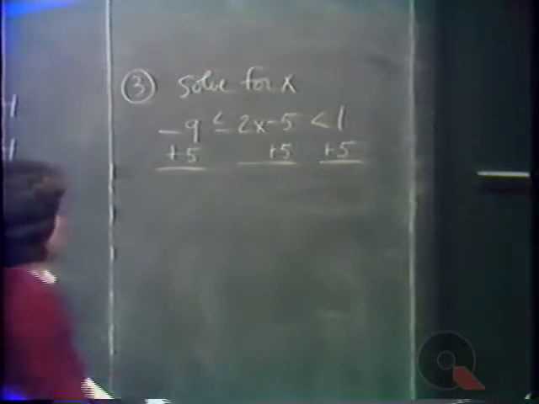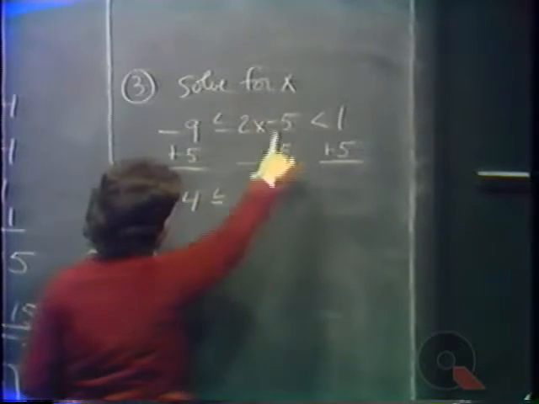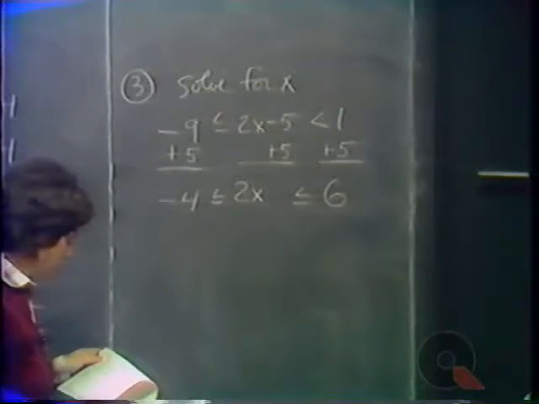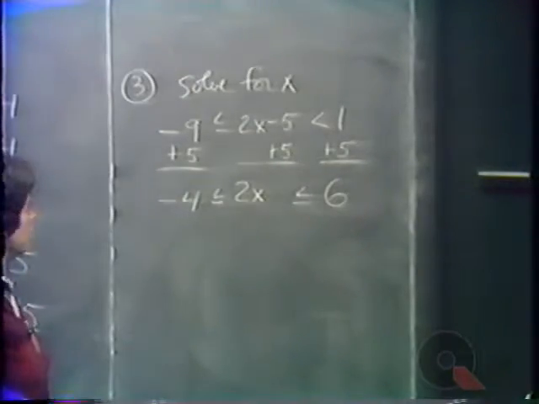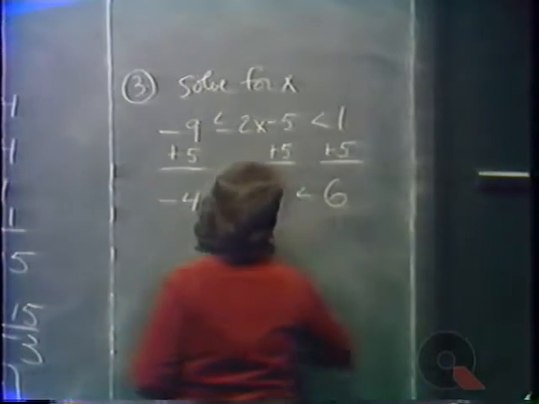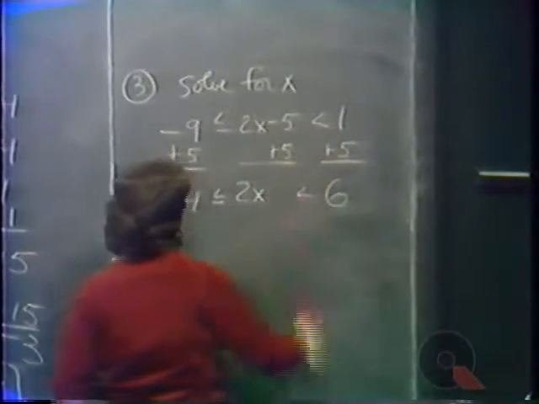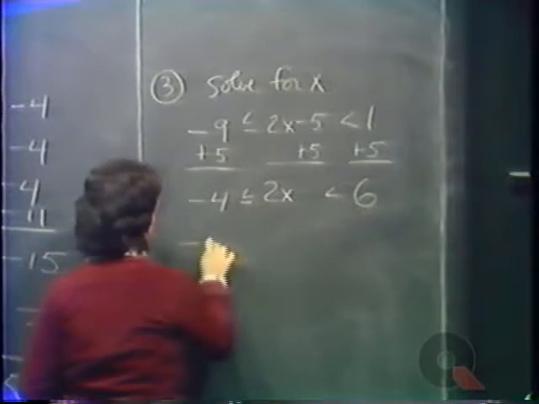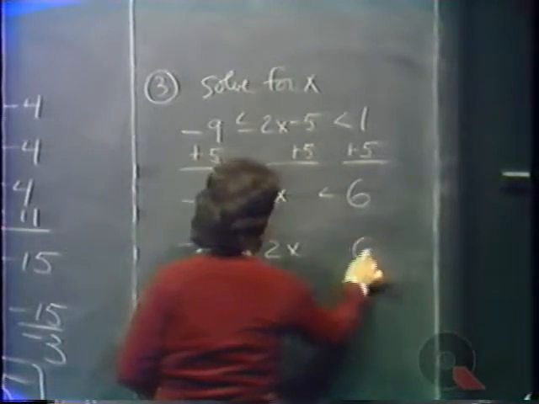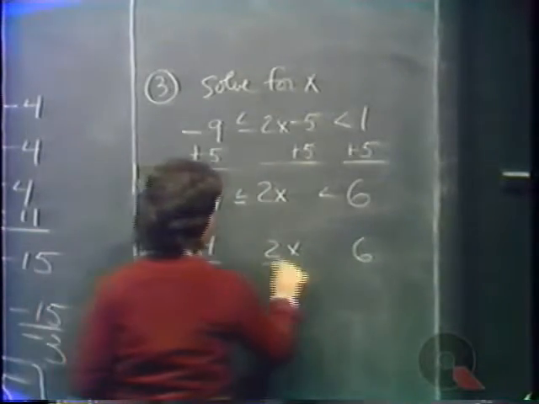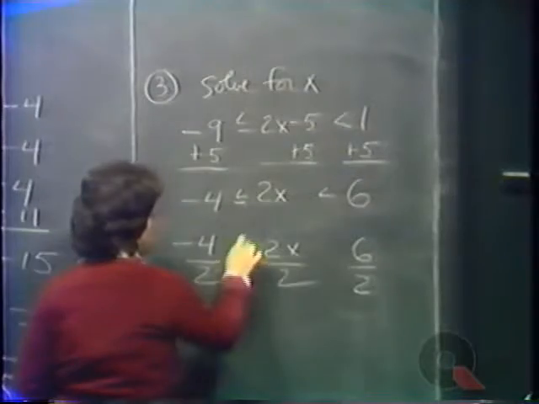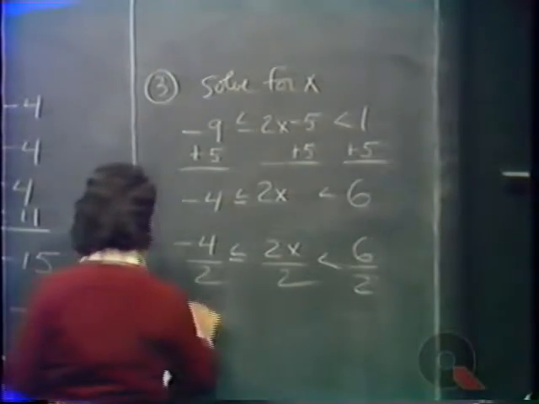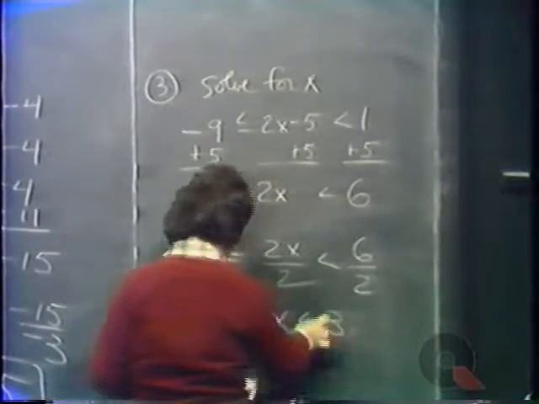Minus 9 and plus 5 is minus 4, less than or equal. Here the 5's go, we get 2x less than or equal to 6. We are now less than 6. It was a less than or equal here, but just a straight less than over there. Now to get x alone, we're going to have to divide through by 2. But since we're dividing by a positive number, we will keep exactly the same directions that we had originally in the inequality, giving us minus 2 less than or equal to x less than 3.